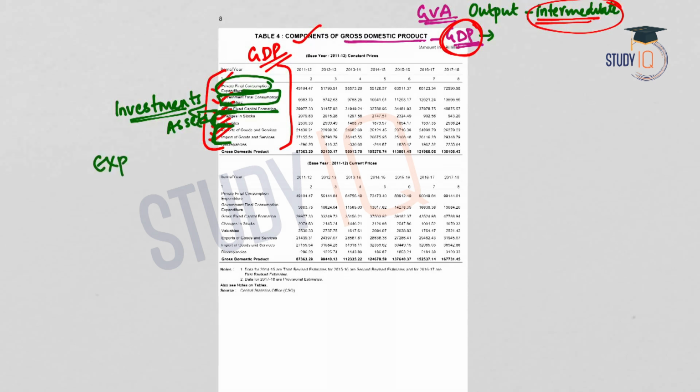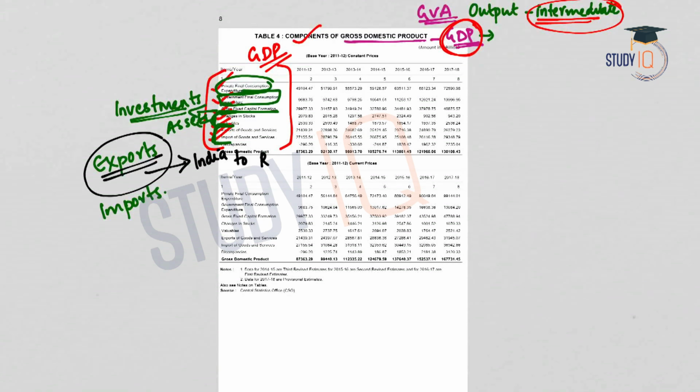So what are exports? Exports refers to the value of goods and services that are being exported from our country to a different country. So it happens from India to the rest of the world. Now imports means the value of goods and services which are imported to India from the rest of the world.